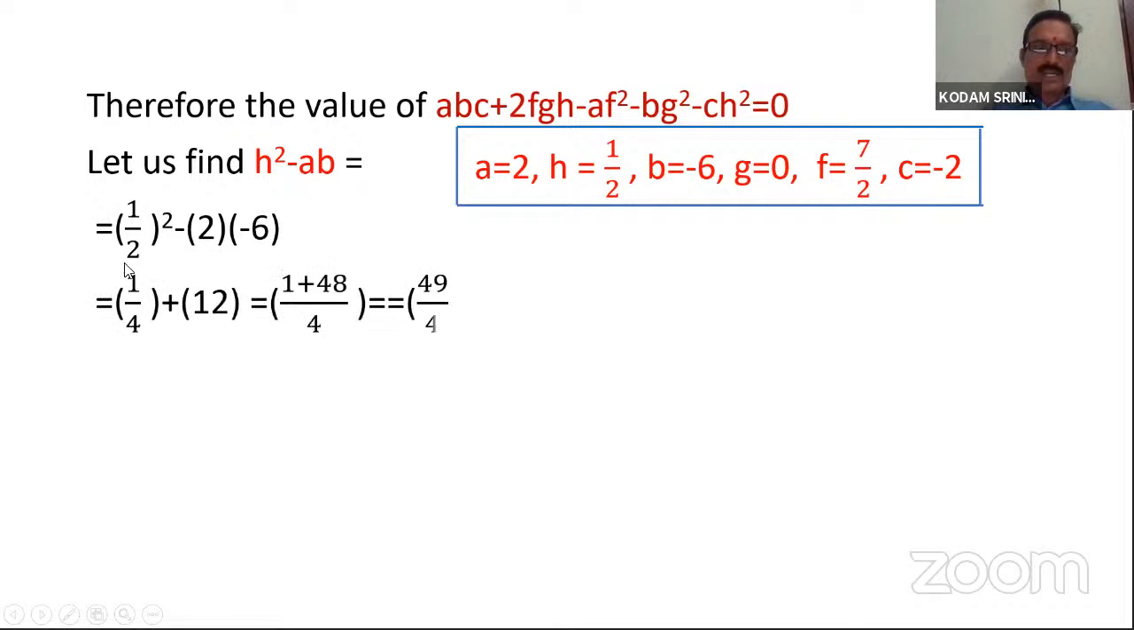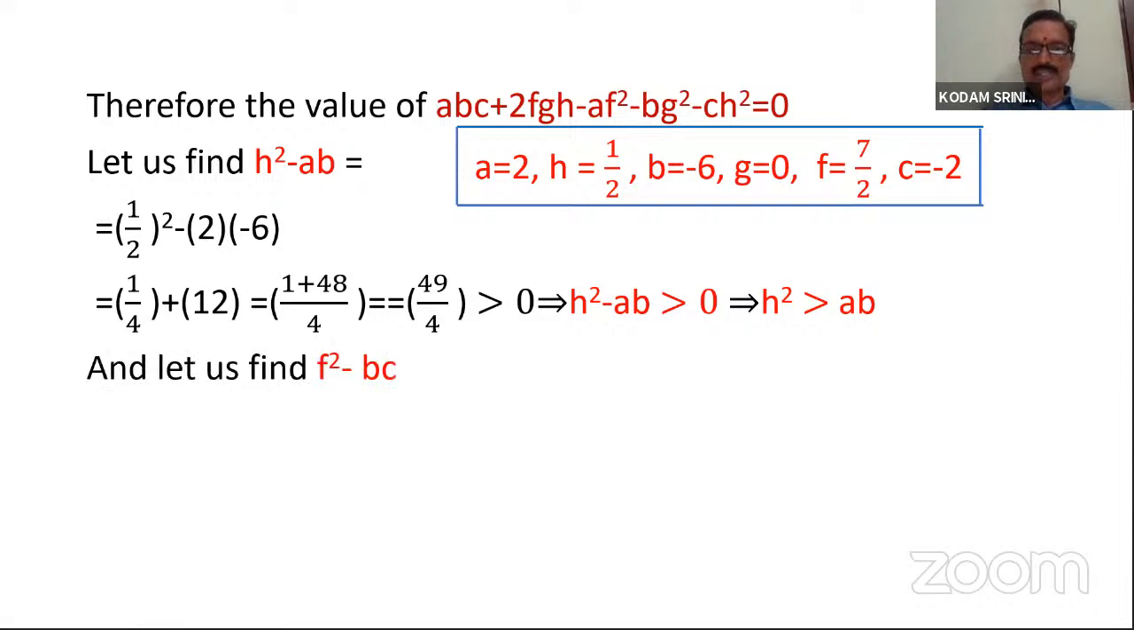1 by 2 whole square is 1 by 4. Minus into minus is plus, 2 into 6, 12. That is 1 by 4 plus 12. That is nothing but 4 is the LCM, that is 1 plus 12 into 4, 48. 48 plus 1, 49. 49 by 4, which is a positive value. That is 49 by 4 is greater than 0. So in this case, we got h square minus ab greater than 0. Or by taking minus ab to the right hand side, we will have h square greater than ab.